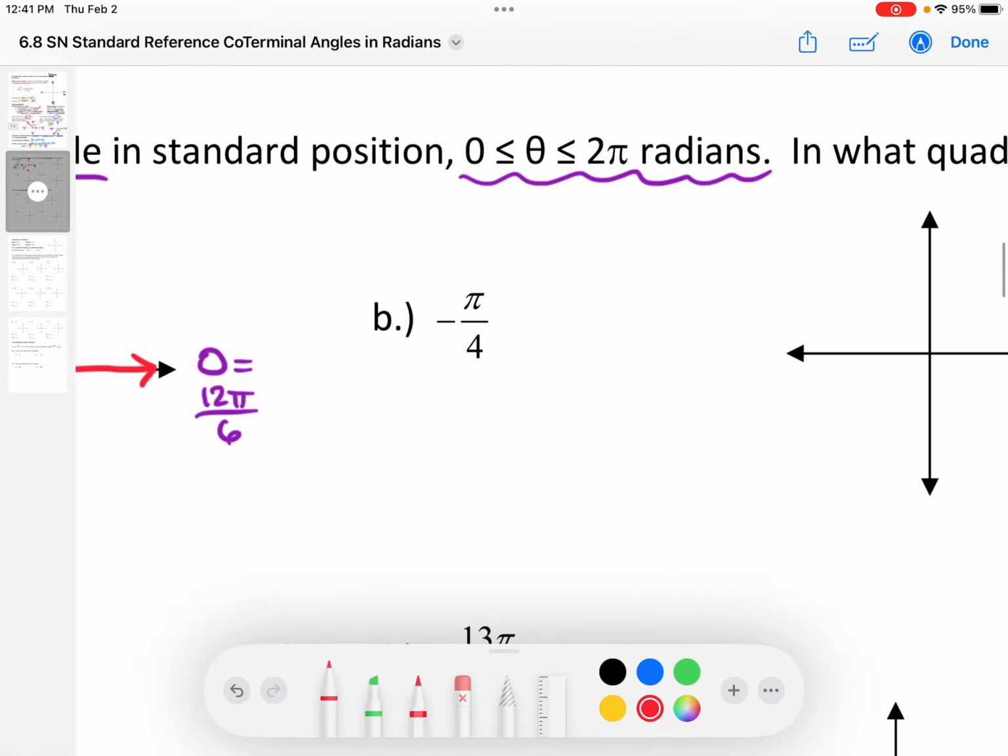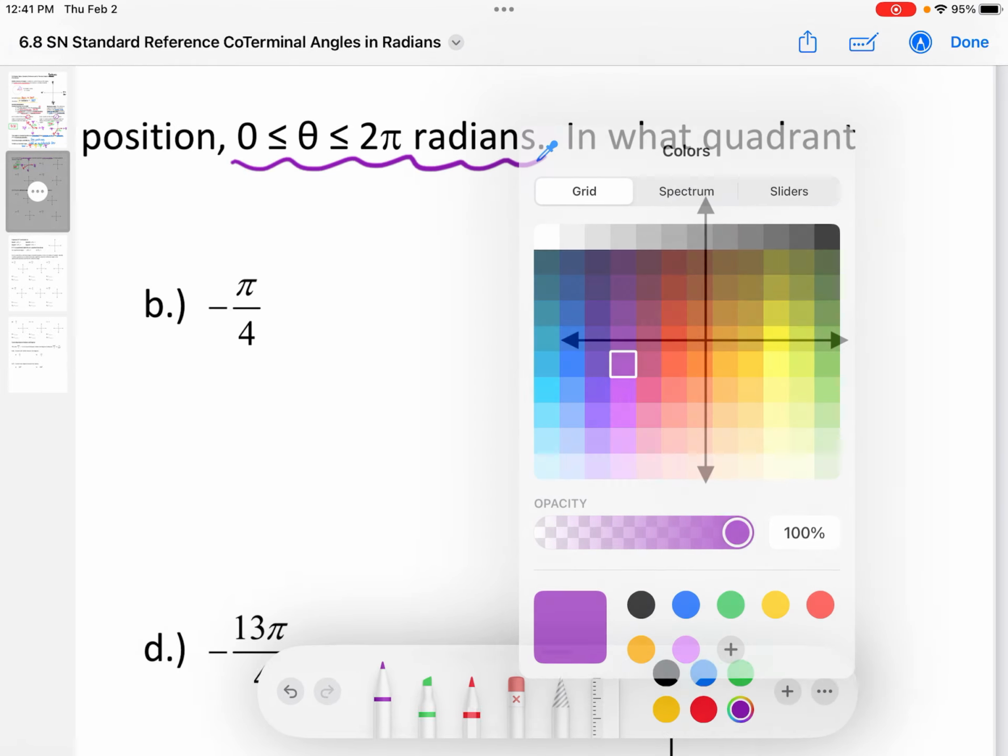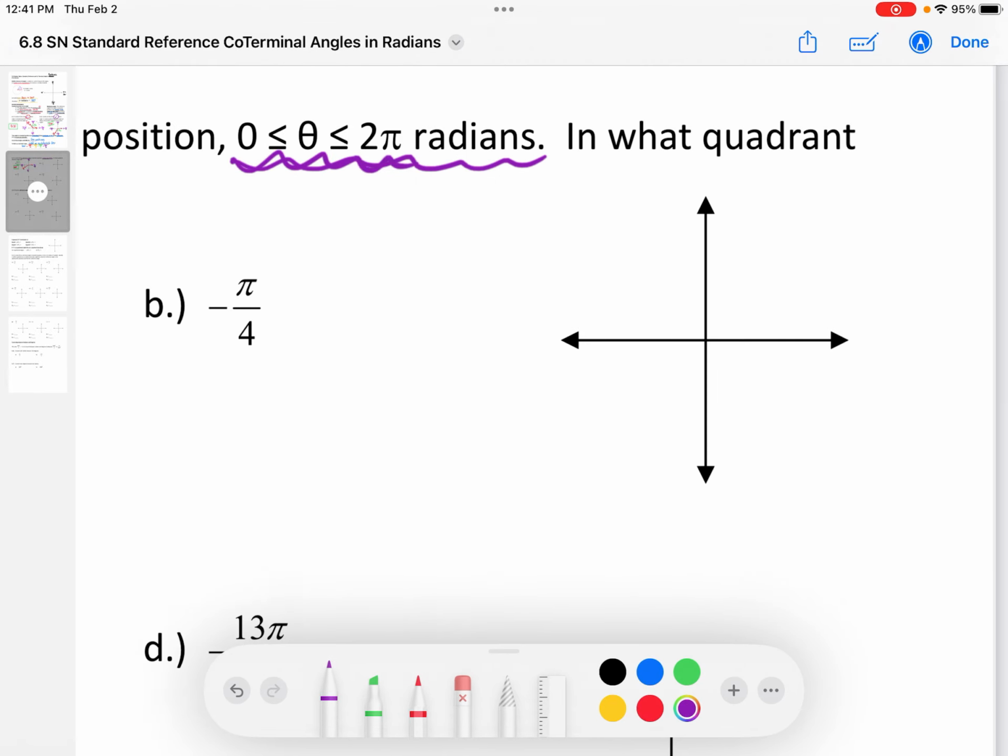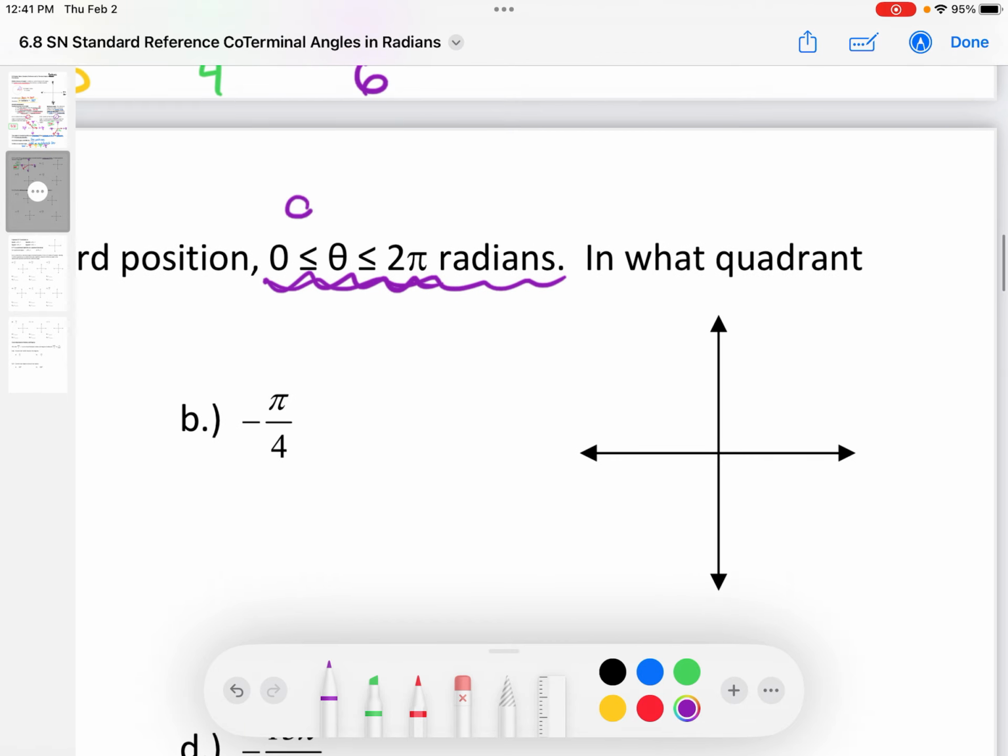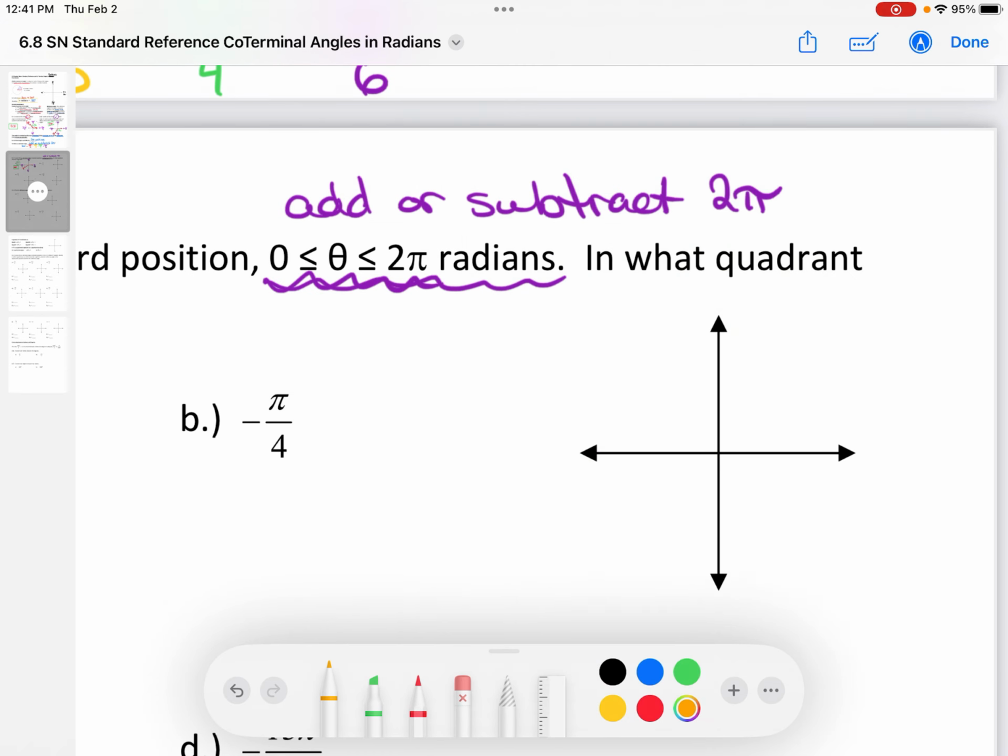Now, let's talk about B. B is a negative angle. So already we know that it's not between 0 and 2 pi radians. So what we need to do is add or subtract 2 pi. Now, we have a denominator of 4. So we're going to use that to help us.